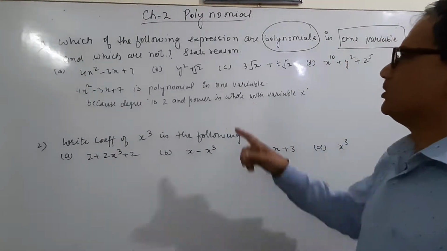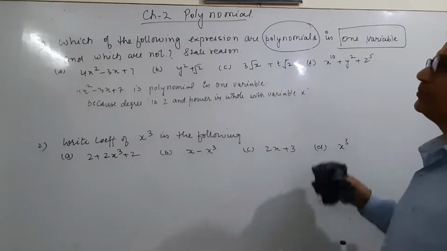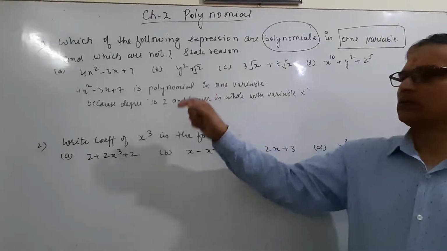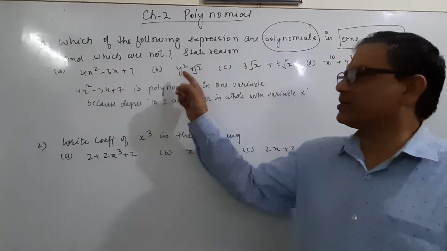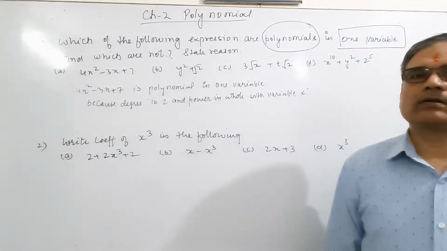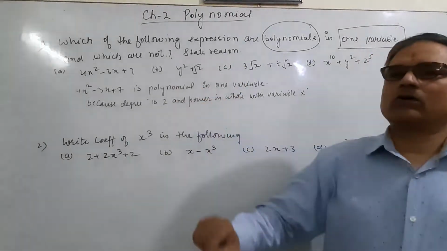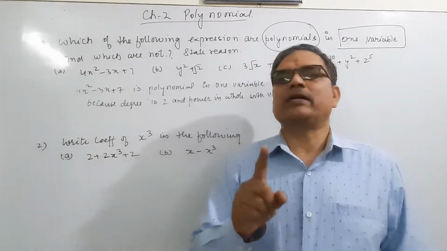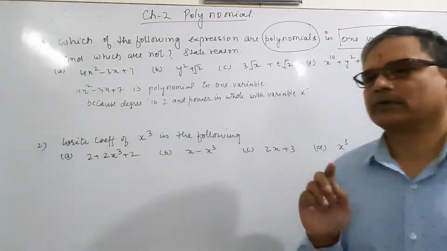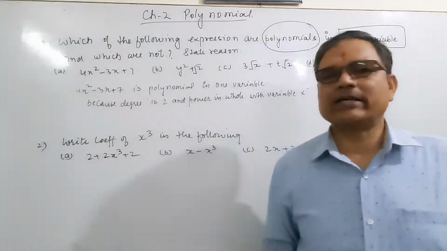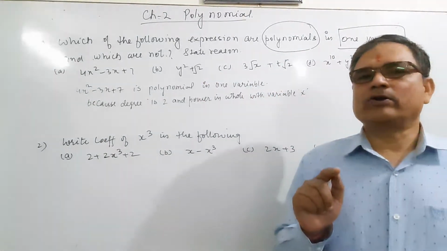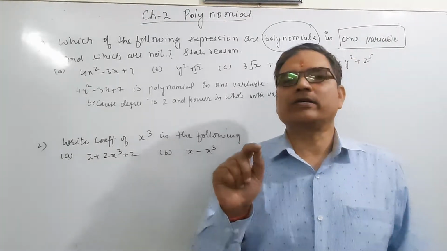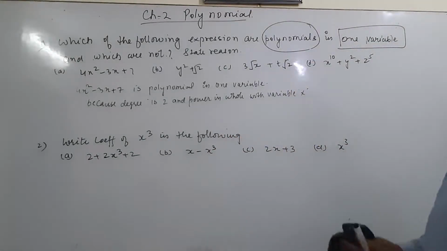Now second, y square plus root 2. Is this a polynomial? Yes, it is also a polynomial, because the power is a whole number, the degree is 2, and the variable is one, which is y. So what will we say for y square plus root 2? It is a polynomial with degree 2 and the variable is y only.